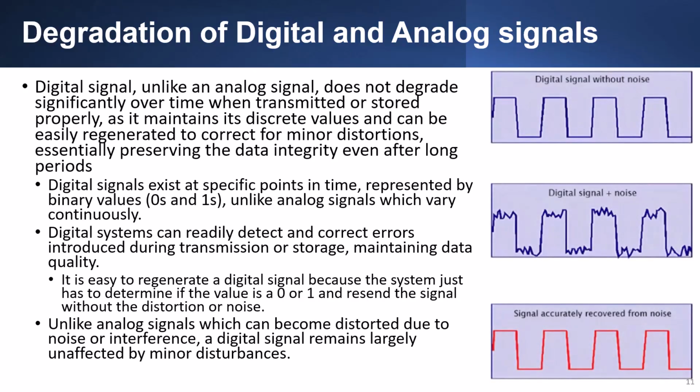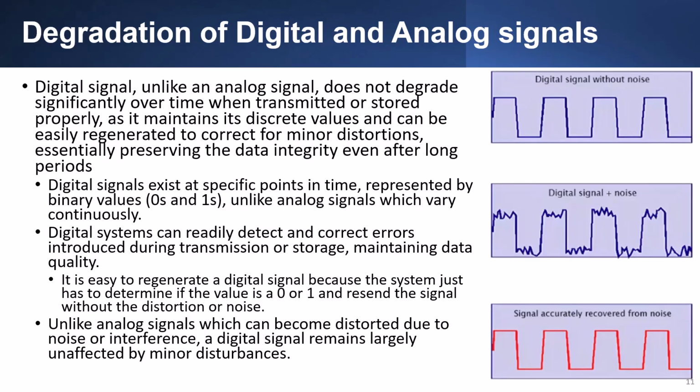A digital signal, unlike an analog signal, does not degrade significantly over time when transmitted or stored properly, as it maintains its discrete values and can be easily regenerated to correct for minor distortions, essentially preserving the data integrity even over long periods. Digital signals exist at specific points in time, represented by binary values, zeros and ones, unlike analog signals, which vary continuously. Digital signals can readily detect and correct errors introduced during transmission or storage, maintaining data quality.